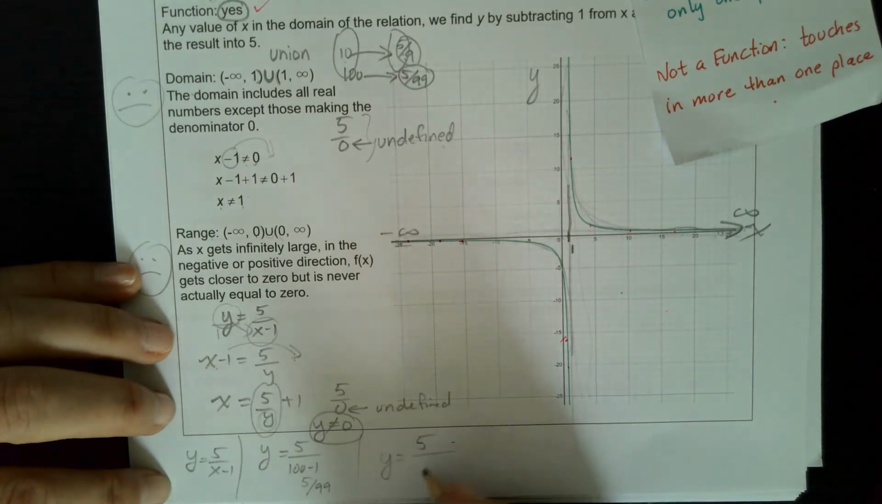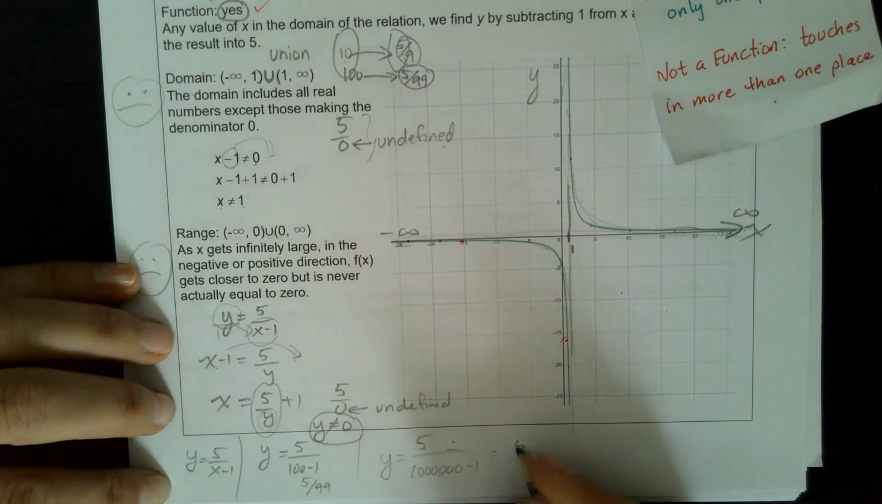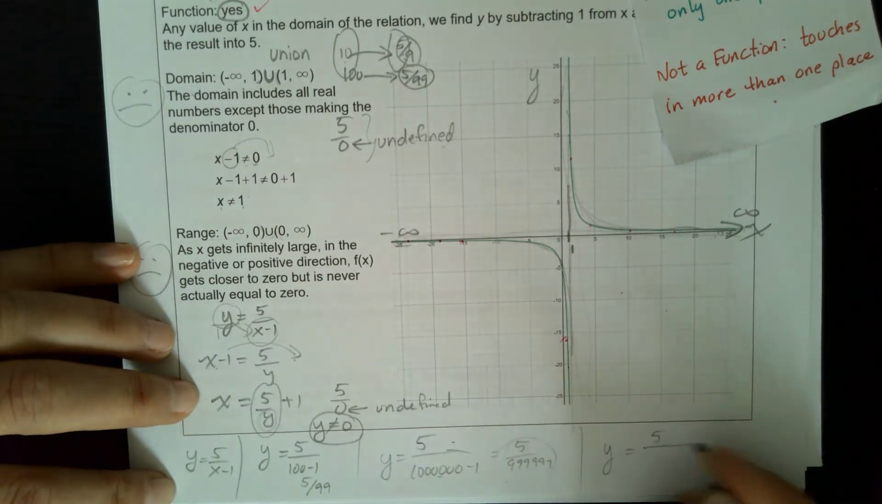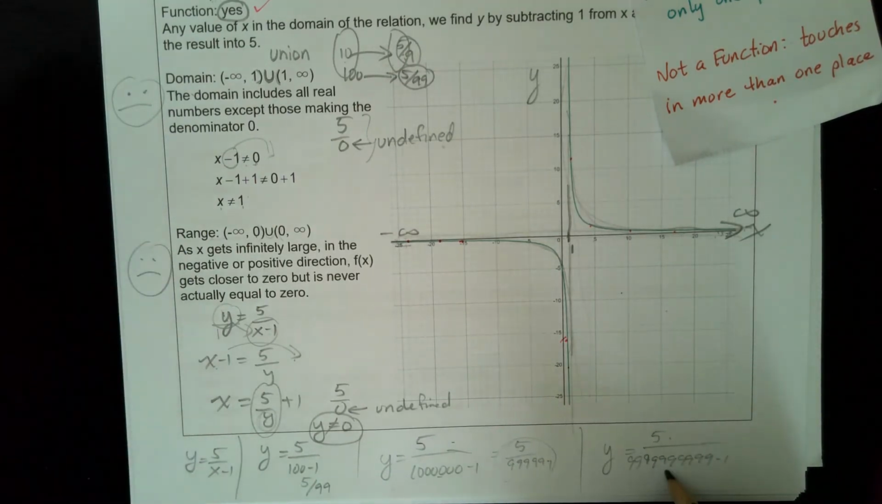Y equals 5 over, let's say, 1,000,000. Is that 1,000,000? One more. Well, that's equal to 5 over 999, blah, blah, blah. That's getting smaller. That's getting closer to 0. Let's put almost infinity. Let's put big numbers, lots of big numbers, minus 1, lots and lots of 9s. That's 5 over a humongous number.